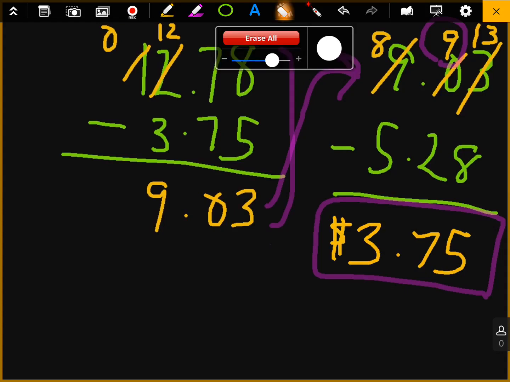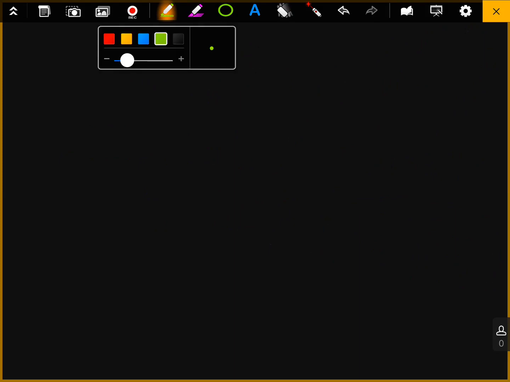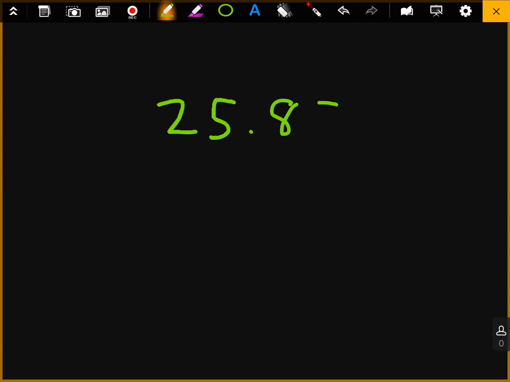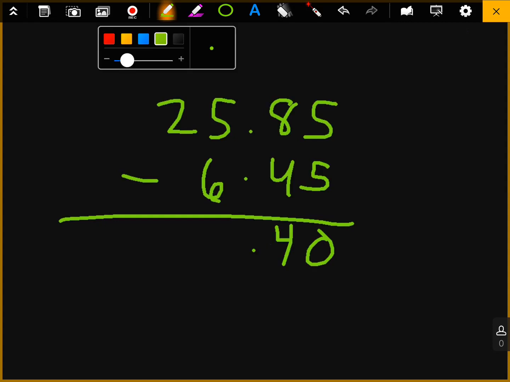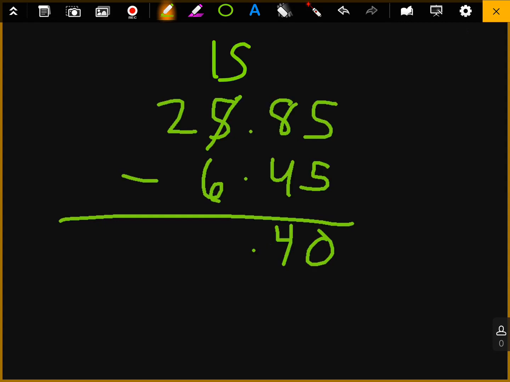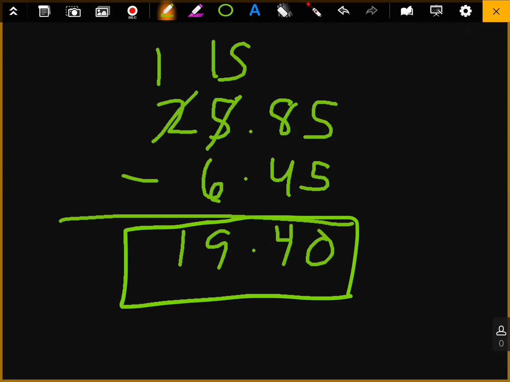Alright, let's do number 9, and then we're going to be done. Number 9 says, Stanley used a coupon for a toaster. The original price was $25.85, but he got $6.45 off. How much did he pay for the toaster? You're subtracting, because you want to say, okay, he took this off. How much did he pay? 5 minus 5 is 0. 8 minus 4 is 4. Bring down your decimal, and you have to regroup here, because the 5 is smaller than the 6, so it changes to 15, and that changes to 1. 15 minus 6 is 9. 1 minus 0 is 1. And so he paid $19.40 for the toaster.